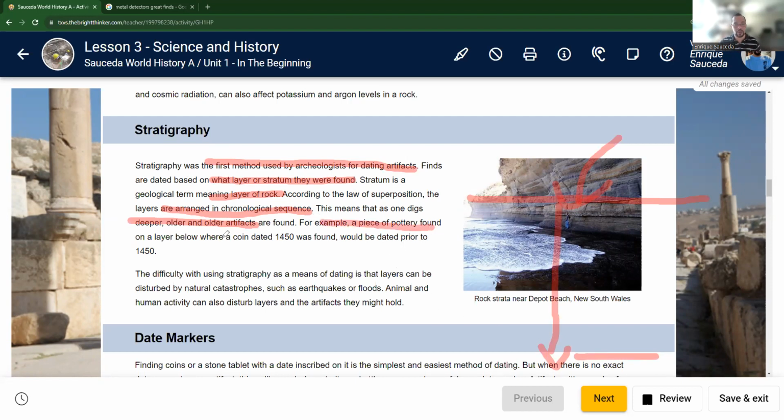For example, a piece of pottery found one layer below where a coin was found would be dated prior to the coin. So here's my layer. Here, I find a coin. Down here, I find a glass cup. The glass is then older than this coin. If you find something near the surface, it's not as old as something found deeper.